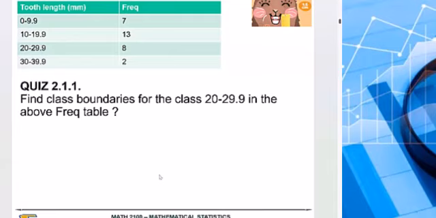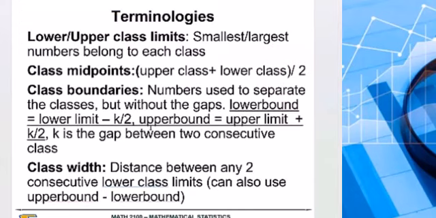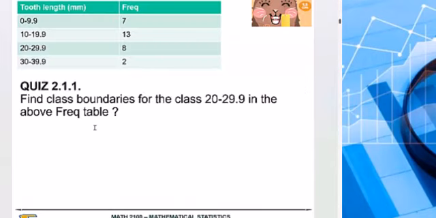First of all, we need to look at the definition again. What are class boundaries? For each class, the lower boundary will be the lower limit subtract k by 2, and the upper boundary will be the upper limit plus k by 2. In this case, we know that k is 0.1, because it's the gap. From 9.9 to 10, you get a gap of 0.1.